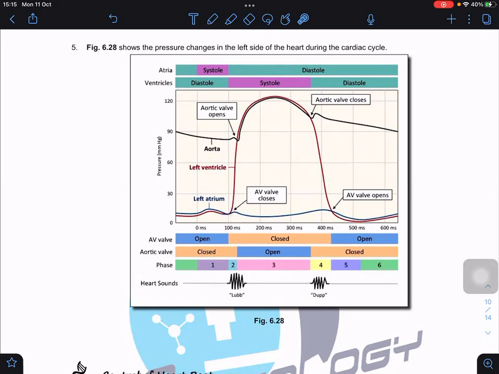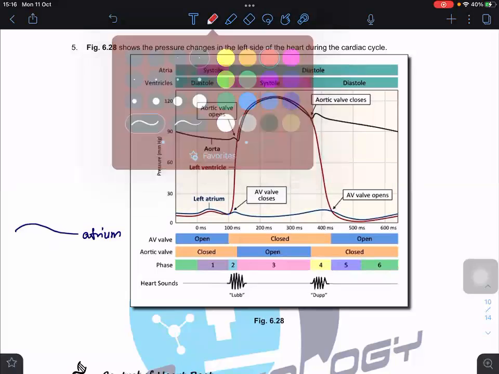Can you see that? If the pressure shoots up like this, the pressure of the ventricle is higher than the atrium. So the backflow of the blood can take place. In order to prevent the backflow, at the intersection here, when the two graphs cross, if I put it this way, this is for atrium, this is for ventricle.